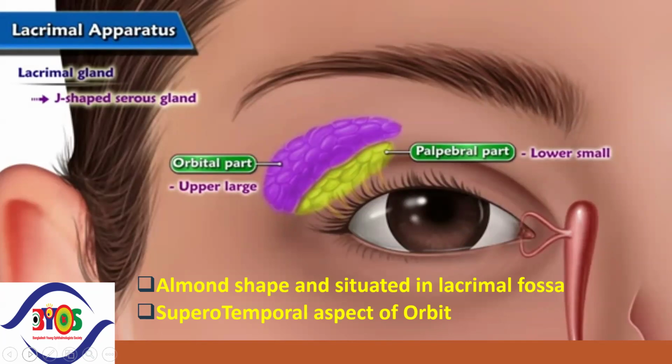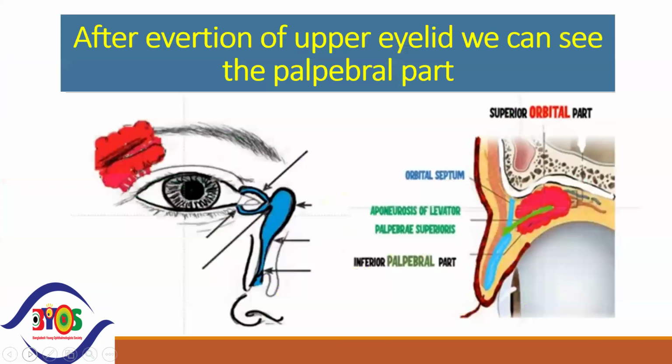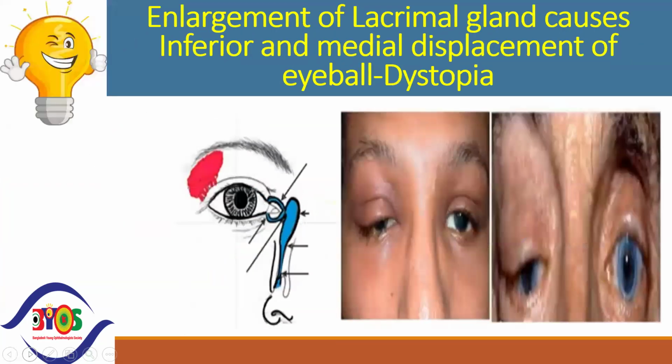It is a J-shaped serous gland. The lacrimal gland is situated in the lacrimal fossa, which is also almond shaped, in the superior temporal aspect of the orbit. It has two parts, the orbital part and the palpebral part. The orbital part is the upper, larger part and the lower, smaller part is the palpebral part. Both these parts are separated by the levator palpebrae superioris muscle, and the palpebral part is 1/3 of the orbital part and situated in the lateral part of the upper eyelid. So when we evert the upper eyelid, we can see the palpebral part of the lacrimal gland.